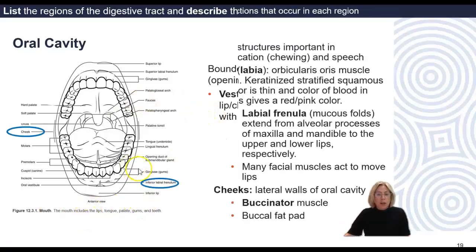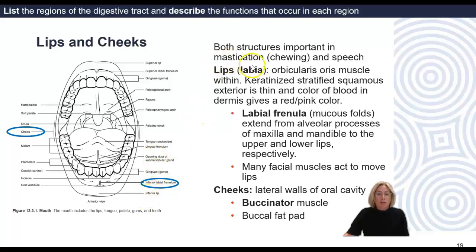The lips and the cheeks then are both muscular structures that are important in mastication or chewing, and also speech production. The lips or the labia are formed by the orbicularis oris muscle, and they also have keratinized stratified squamous epithelium, which is thin, particularly at the margins, and then the color of blood flowing in the blood vessels in the dermis below gives the lips a pinkish to a dark red color.